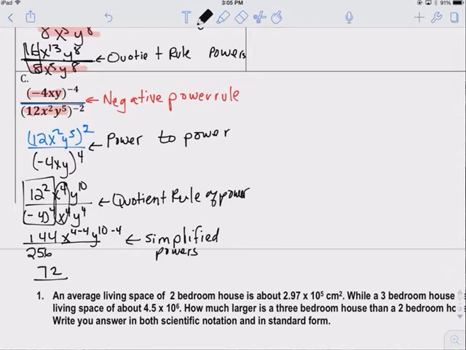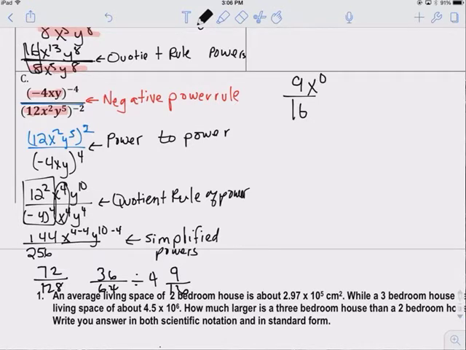That's 72 over, divide by another 2. I'm simplifying. Divide by 4. So 9 over 16. You get 9 over 16.